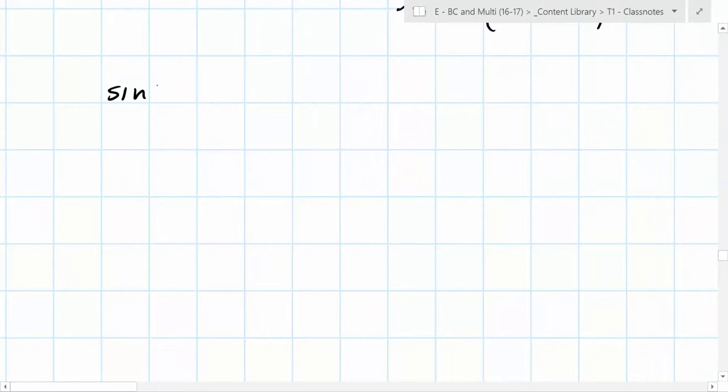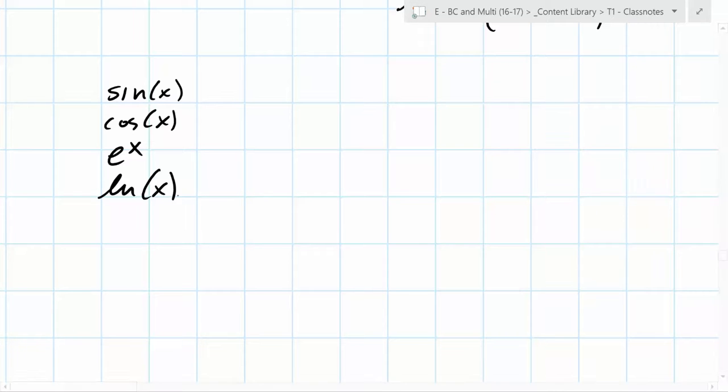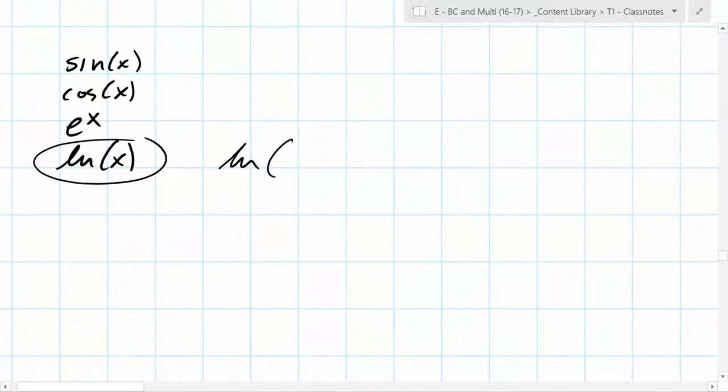What's the first one that you know you should know? Sine of x, cosine of x. The third one, another one is ln x. We did that yesterday, but we couldn't do it around zero, right? Why couldn't we do it around zero? Exactly. So here's the thing. How does ln x compare to ln of x plus 1, which is what we just did? How do they compare, the graphs? It just moves to the left 1, right?